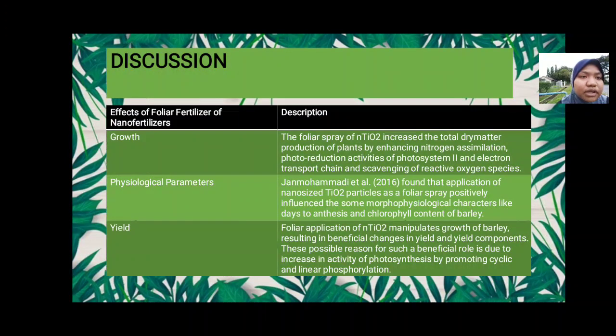For the physiological parameters, the application of the nanofertilizer particles as a foliar spray positively influences some morphophysiological characters like days to heading and chlorophyll content of barley. And then for the yield, the foliar application of this fertilizer manipulates the growth of barley, which results in beneficial changes in yield and yield components.